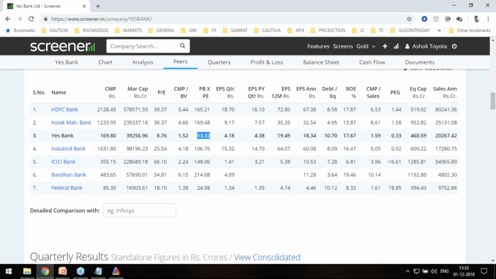That is my message to everyone. So what is the Graham number, buddies? According to the principles of Graham number, what is the Graham number? Exact Graham number 22.5. Perfect. What is the S Bank at right now? Compare with peers. A pathetic company like ICICI Bank is commanding a PBPE of 148.